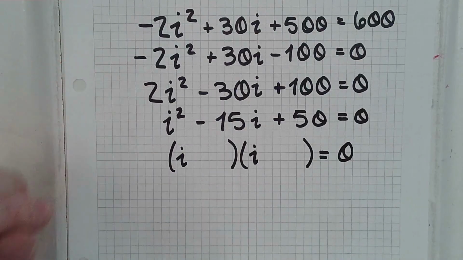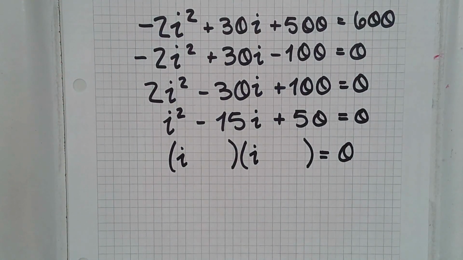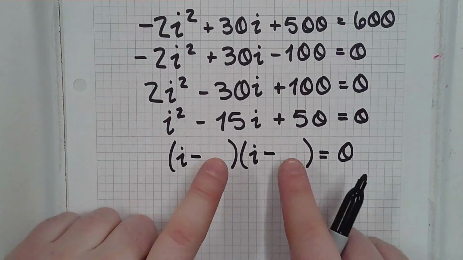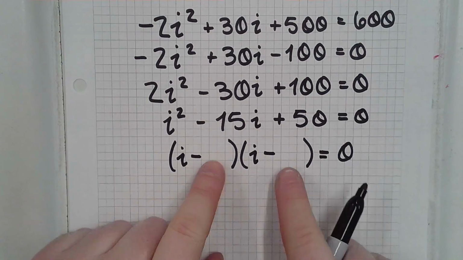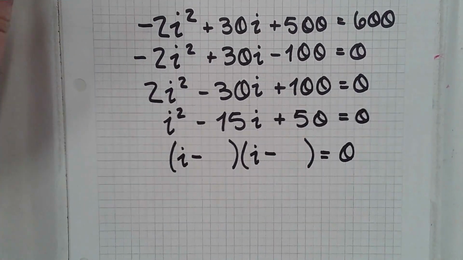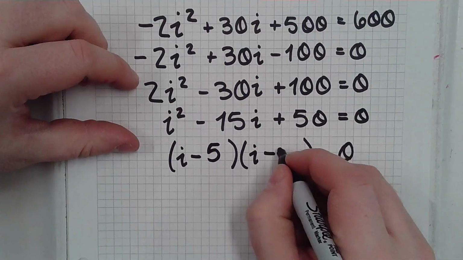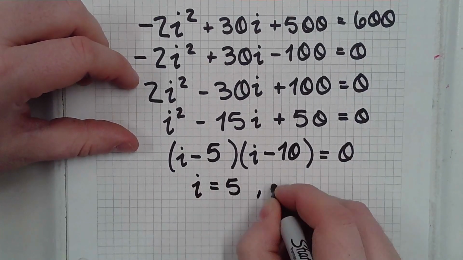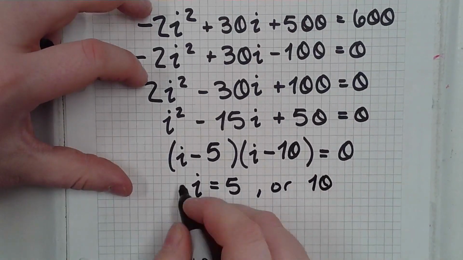When we get here, we need numbers that multiply to 50 and add to negative 15. So they've got to be double negative so that they'll add to a negative 15i, and they'll still multiply to a positive 50. So we need 5 and 10, yeah? So that means our increase amount could be 5, or it could be 10 for i.